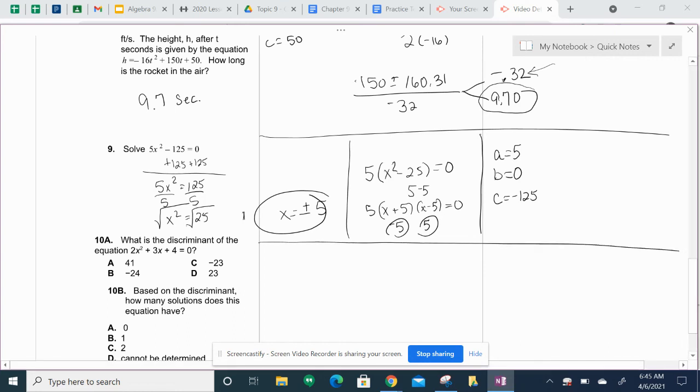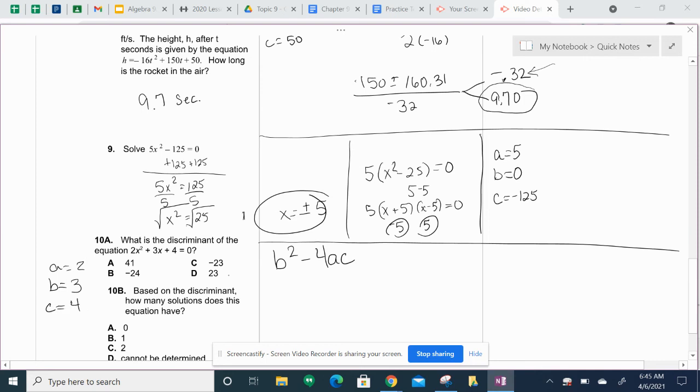All right, last question's just a bit different. It says, what is the discriminant of the equation 2x squared plus 3x plus 4? So remember, discriminant is found by taking b squared minus 4ac. Remember, it's the inside part of the quadratic formula. And so in this case, I'm going to figure out my a, my b, and my c. So my a is 2, my b is 3, and my c is 4.